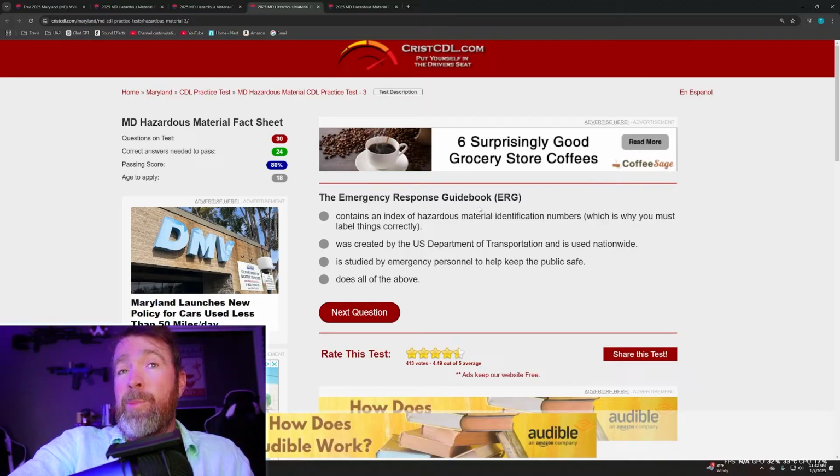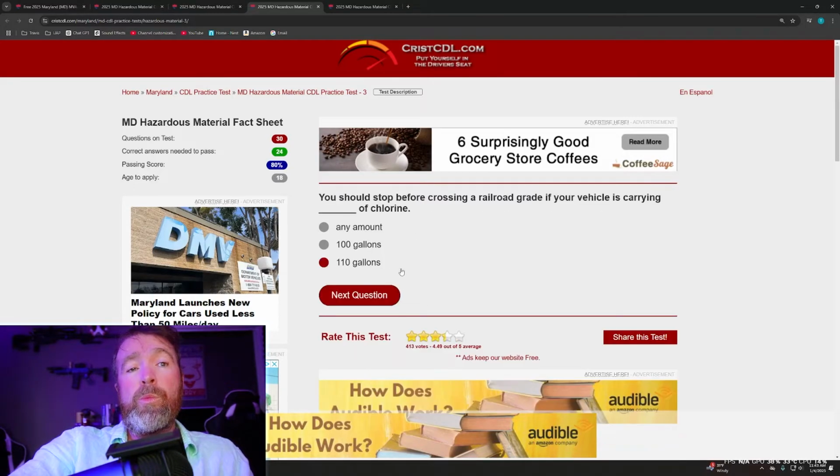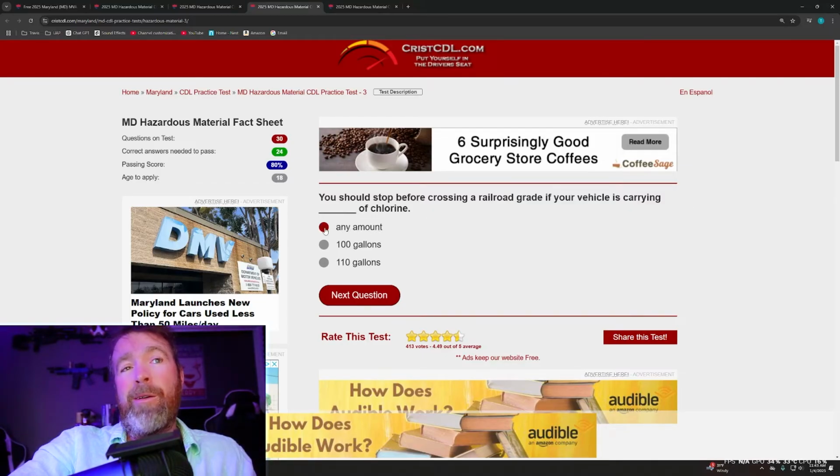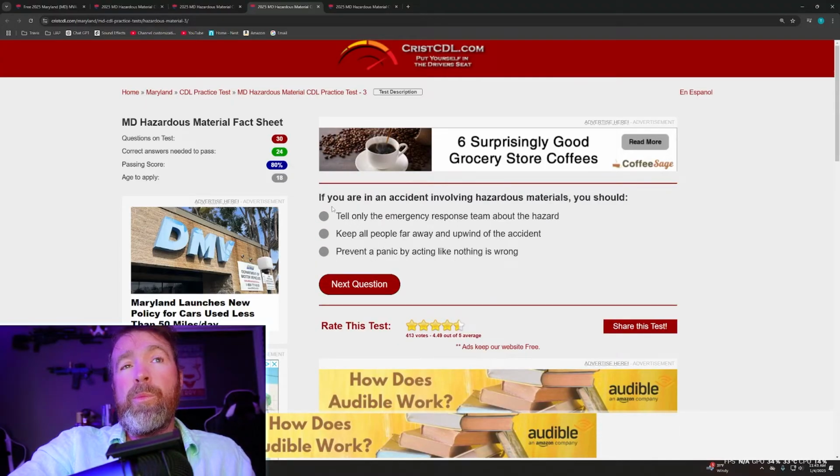The Emergency Response Guidebook contains an index of hazardous materials, was created by the Department of Transportation, and is studied in emergencies. The answer is all of the above. You should stop before crossing a railroad grade if your vehicle is carrying any amount of chlorine. You're in an incident involving hazardous material. You should keep people far away and upwind of the accident.